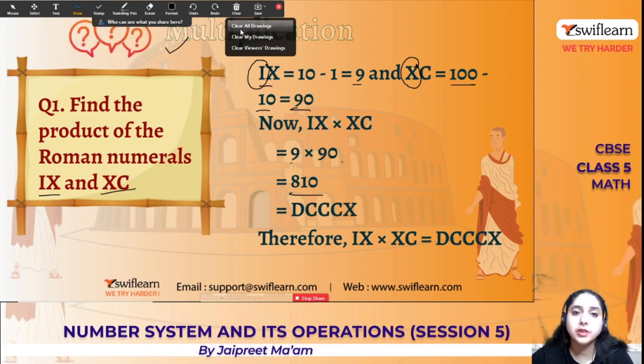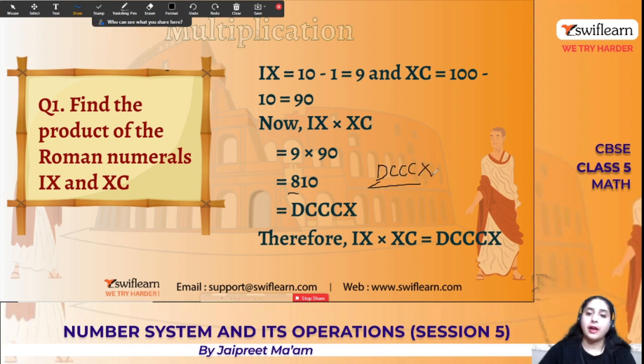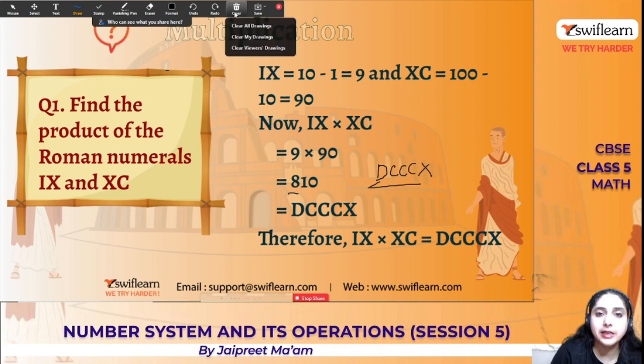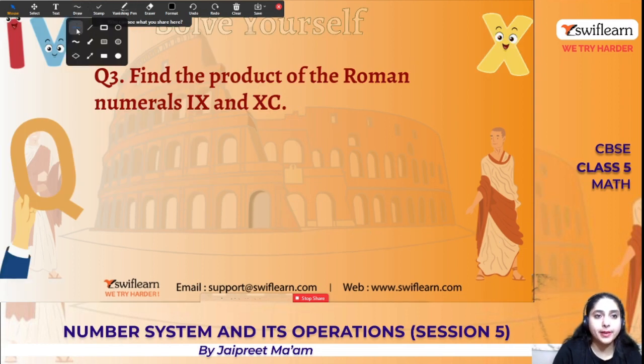Now how to convert back? We will convert it like this: 800. How to write 800? DCCC, that is 800. And then we have to write 10. That is 810. DCCCX is equal to 810. Let's do an example.